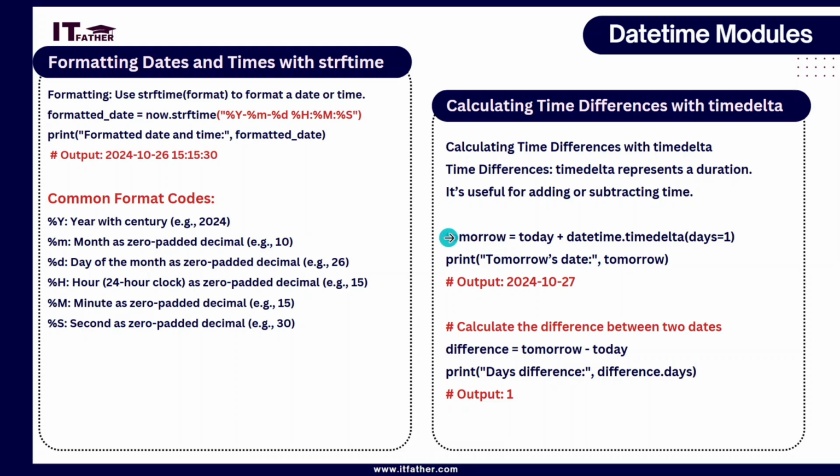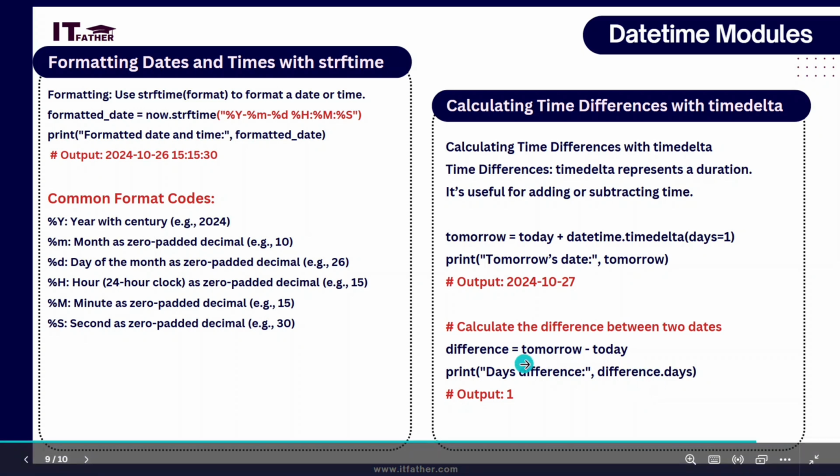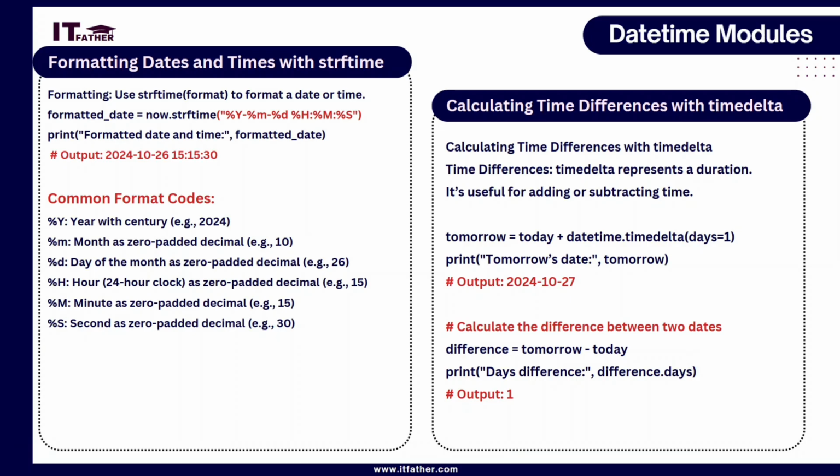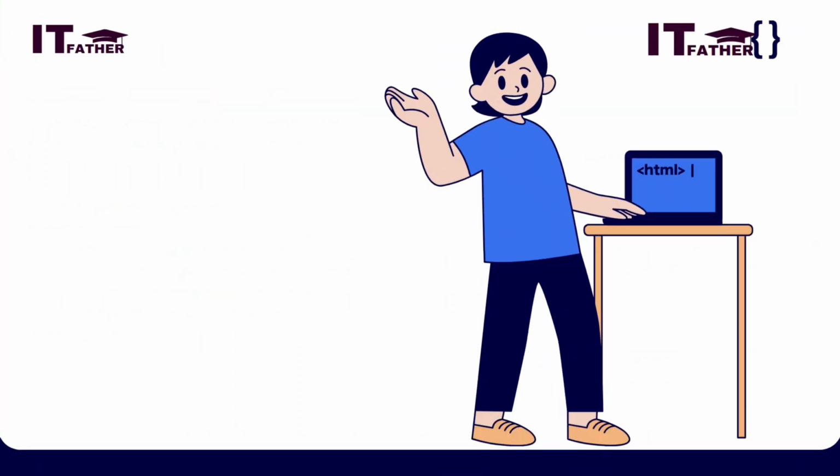For example, tomorrow equal to today plus datetime.timedelta, days equal to 1. So we are going to add one extra day to today. From today's date we are taking and adding 1, and it will be one more extra day, and now tomorrow's date is coming. If you are going to calculate the difference, we can do tomorrow minus today. This is a very simple process. In this way we can calculate, right?